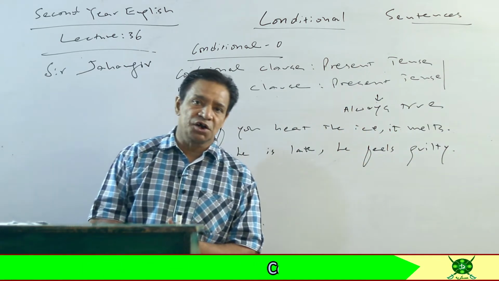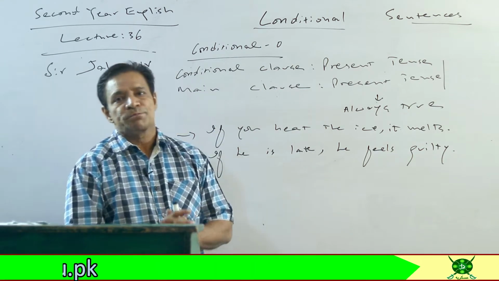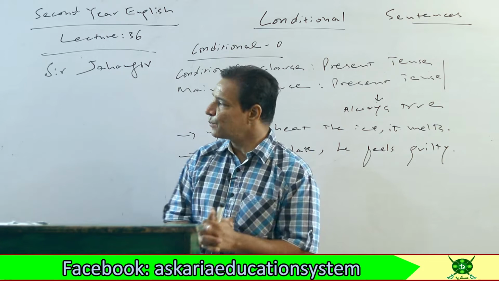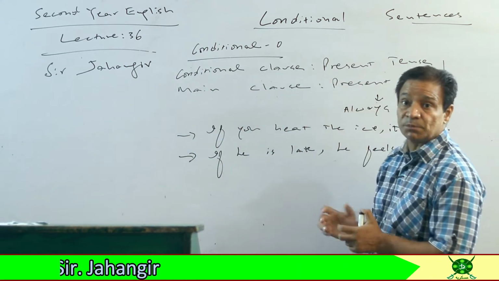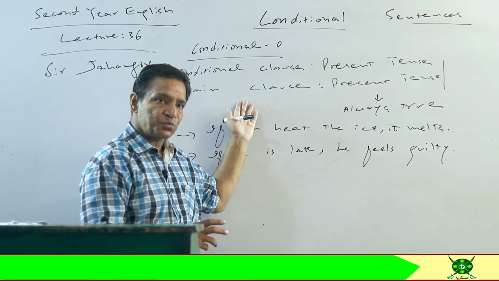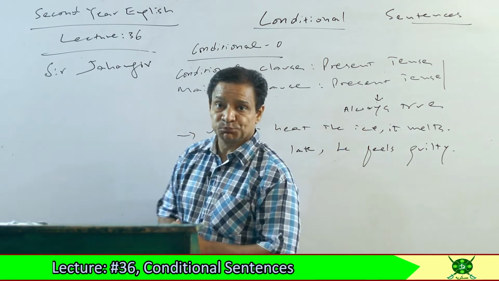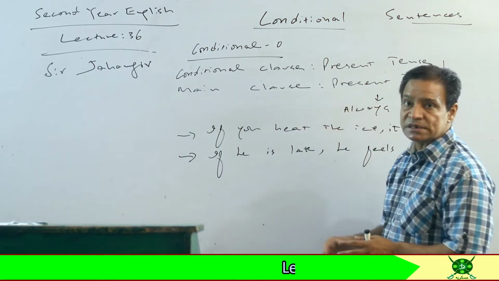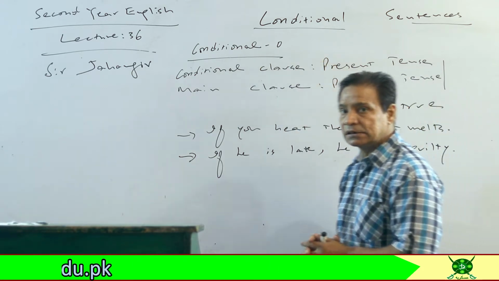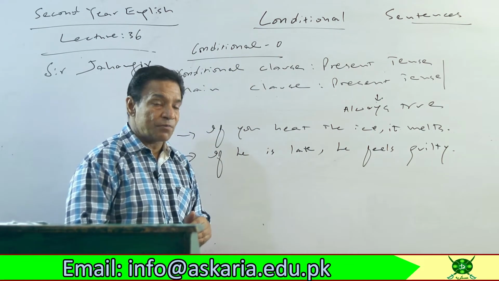There are 4 types of conditional sentences. First is the zero conditional. In conditional sentences, there are at least 2 clauses. One is called the conditional clause, where some condition is described, and the other is called the main clause. The conditional clause is always a dependent clause, not giving complete meaning, and the main clause is always an independent clause, and it gives complete meaning.